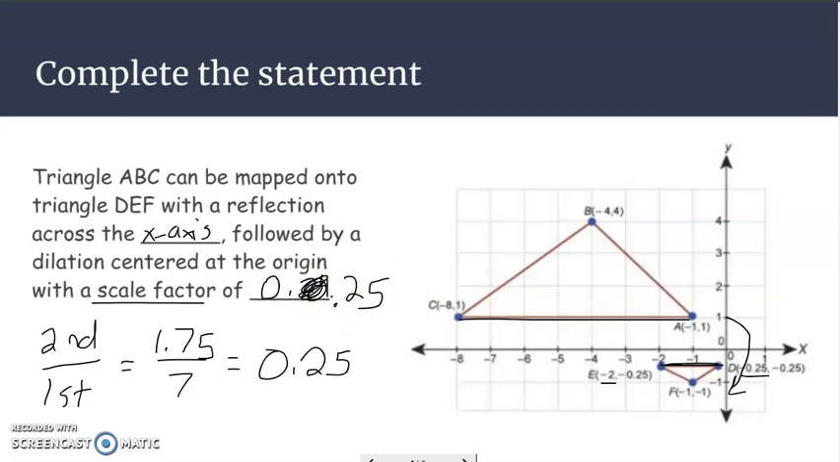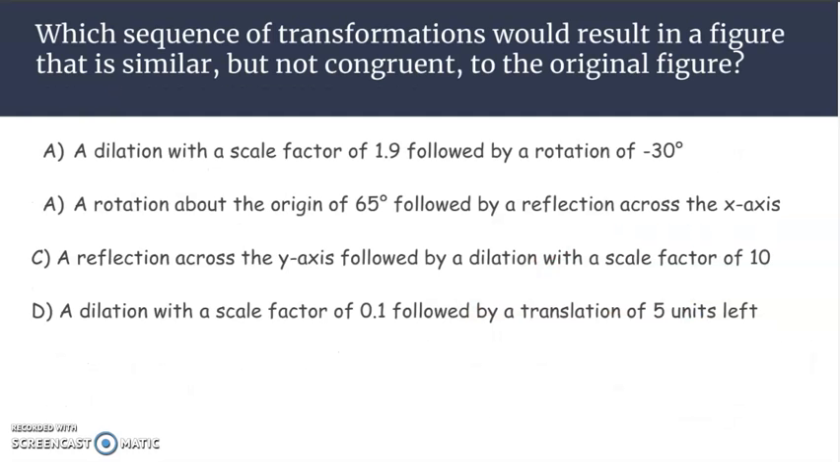All right, let's look at another example here. We have a multiple choice type question to focus on. Which sequence of transformations would result in a figure that is similar but not congruent to the original figure? Basically we're going to go through each of these statements and say whether it would work or whether it wouldn't work. And right here, let me do this correction. We should have a B here.